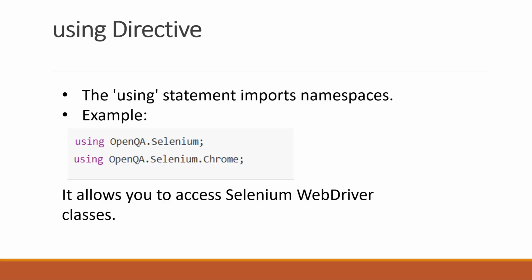The using statement imports namespaces. Example: using OpenQA.Selenium. Another one is using OpenQA.Selenium.Chrome. So by importing OpenQA.Selenium, we can use the WebDriver interface. And the second one, the ChromeDriver, we can use in our code by importing OpenQA.Selenium.Chrome. And it allows you to access Selenium WebDriver classes.